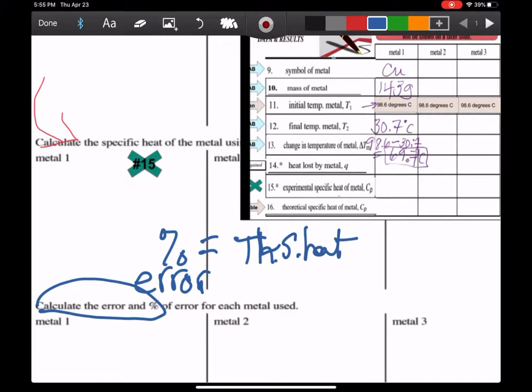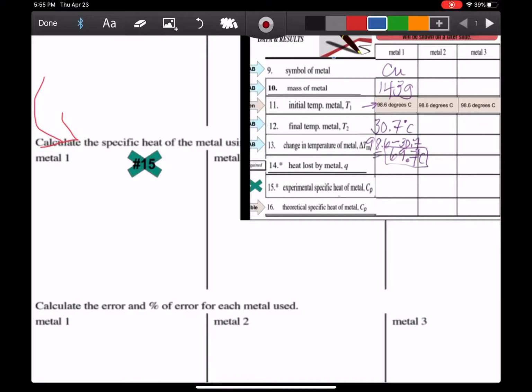Wow, that looks terrible. Let's start over. All right, starting over.